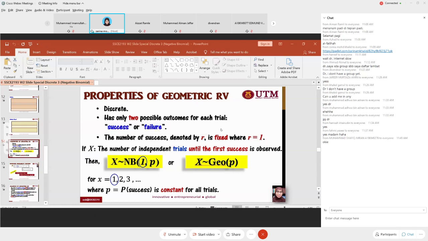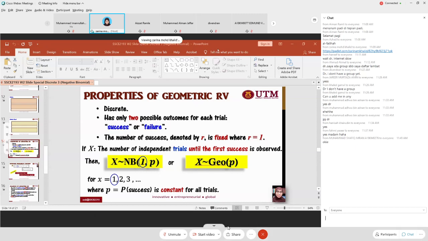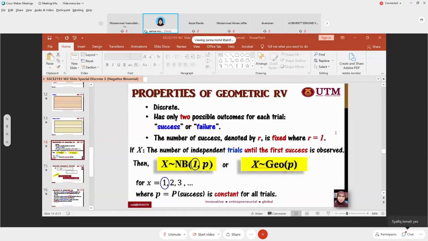Negative binomial, right? Are you all here? Yes, madam. Yes, madam. Alhamdulillah, thank you very much for the answer. So let me enlarge this.